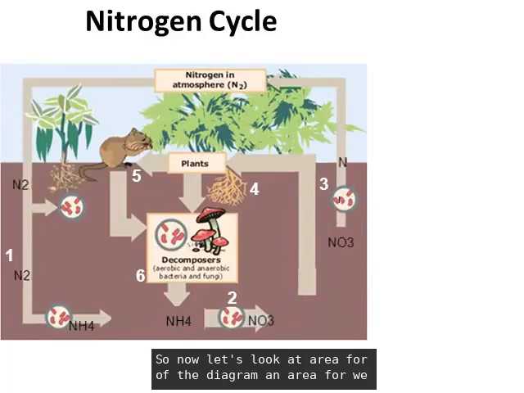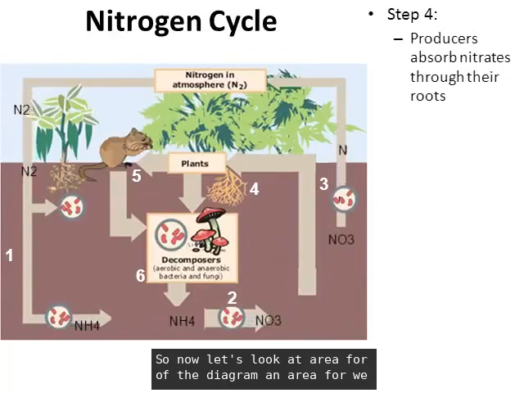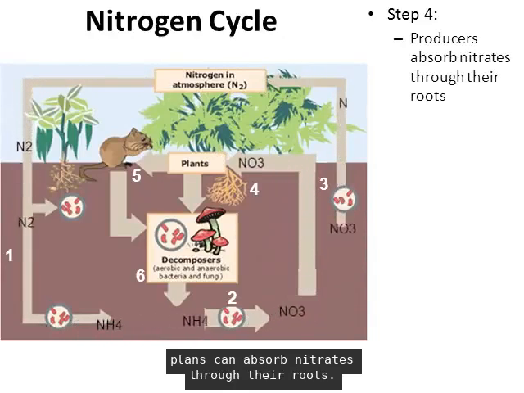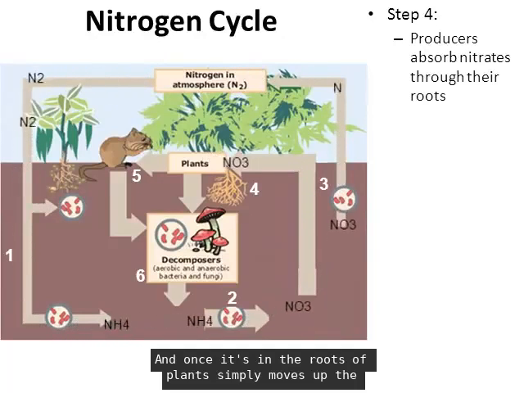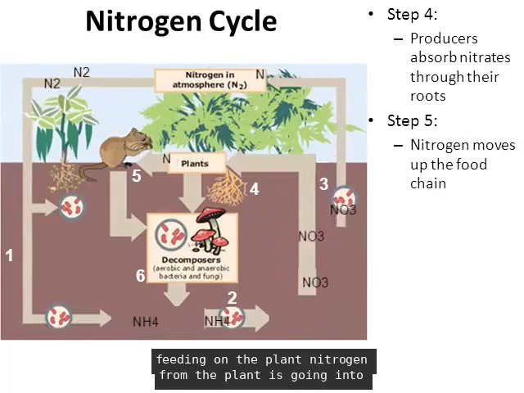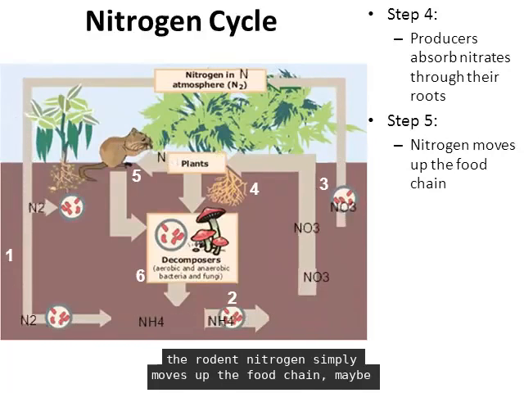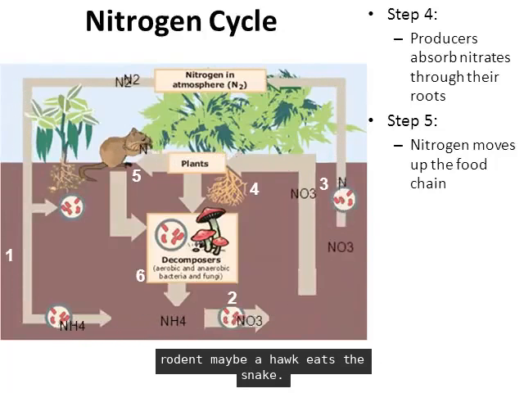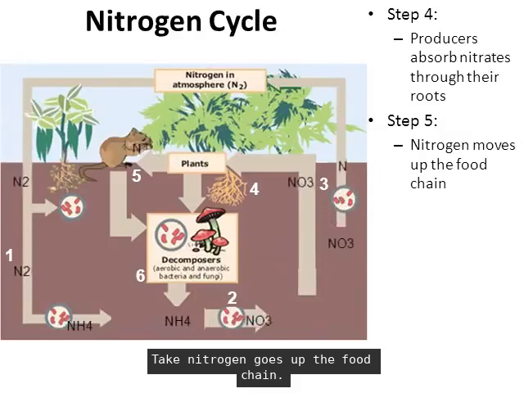So now let's look at area 4 of the diagram. In area 4, we now have nitrogen going to the producers. NO3 are the nitrates. Plants can absorb nitrates through their roots, and once it's in the roots of plants, it simply moves up the food chain. In area 5, we have a little rodent that is feeding on the plant. Nitrogen from the plant is going into the rodent. Nitrogen simply moves up the food chain. Maybe a snake eats the rodent, maybe a hawk eats the snake. Nitrogen goes up the food chain.